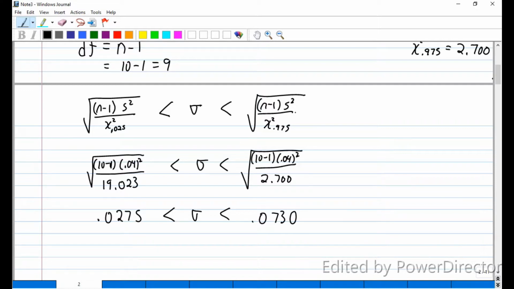One thing that the problem pointed out is that the company, probably quality control, wanted the difference to be less than 0.1 ounces. So is that less than 0.1 ounces? Yes, it is.